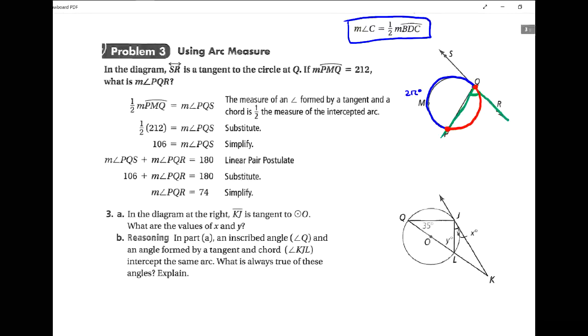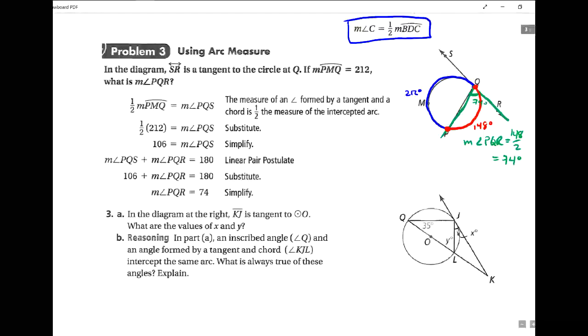So 360 minus 212 is 148 degrees. So the measure of our angle PQR is half of 148. So that equals 74 degrees. So this is 74 degrees.